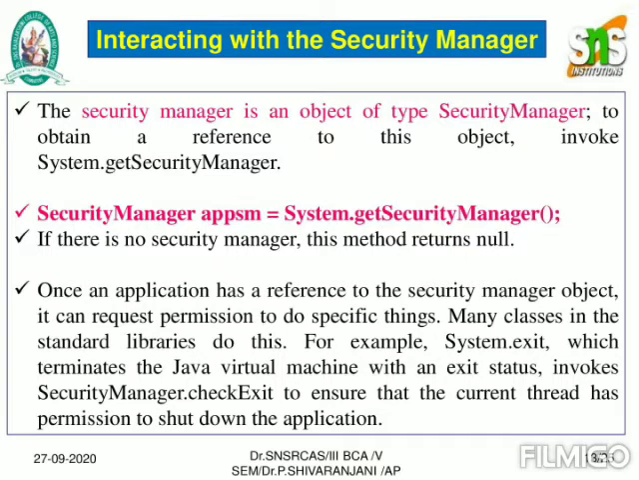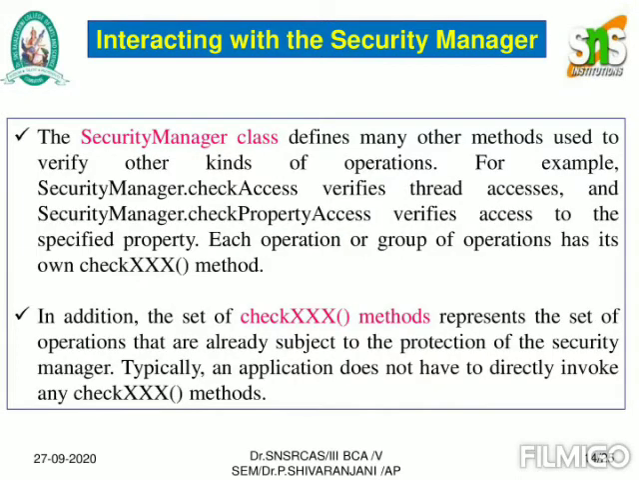Once the application has a reference to the security manager object, it can request permission for a specific thing. Many classes in the standard library will do this. For example, System.exit will terminate your code, and the Java virtual machine will exit with your status, invoking the security manager's checkExit to ensure that the current thread has permission to shut down the application. The SecurityManager class defines many other methods used to verify other kinds of operations.